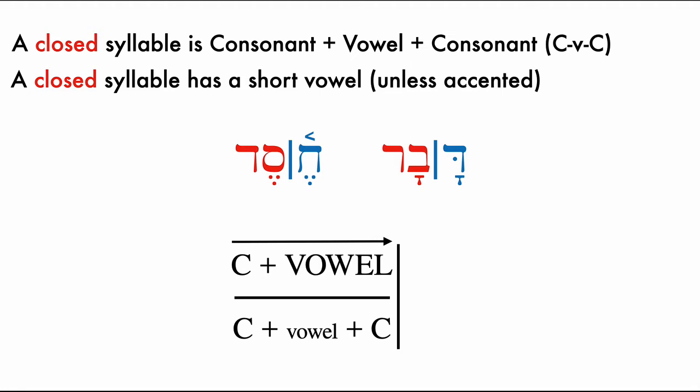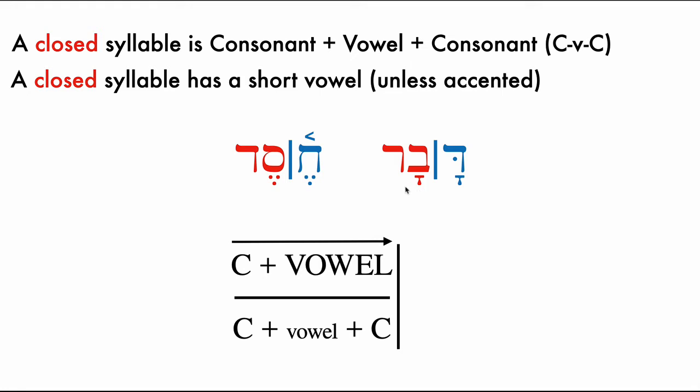Conversely, closed syllables, which are consonant, vowel, consonant, are going to have a short vowel by the same principle, because they've got to squeeze two consonants into that length of a syllable, there's only room for a small vowel. So to look at our same two words, che, said. One consonant, one vowel, one consonant. It's a short vowel.